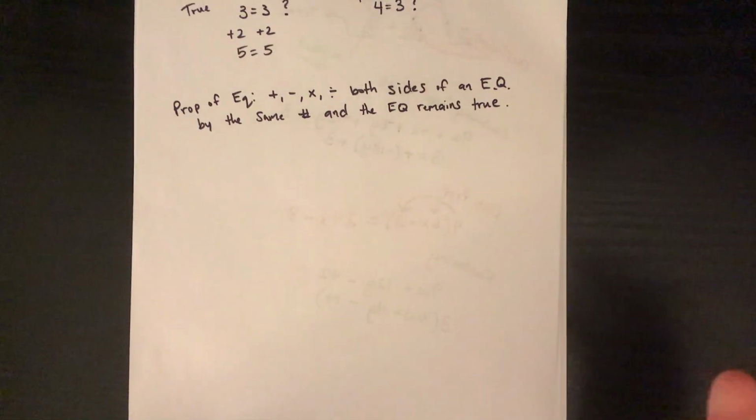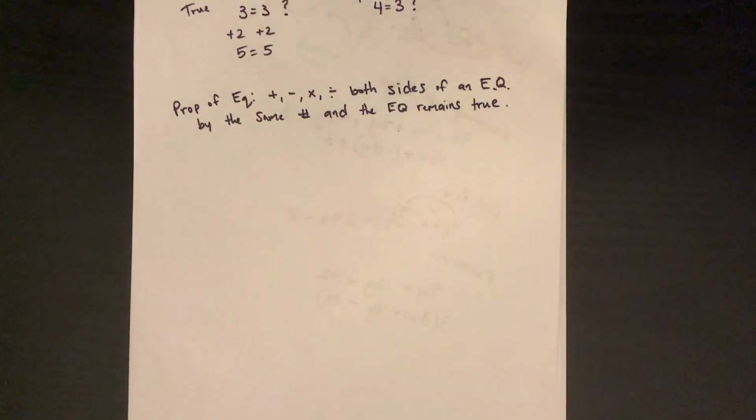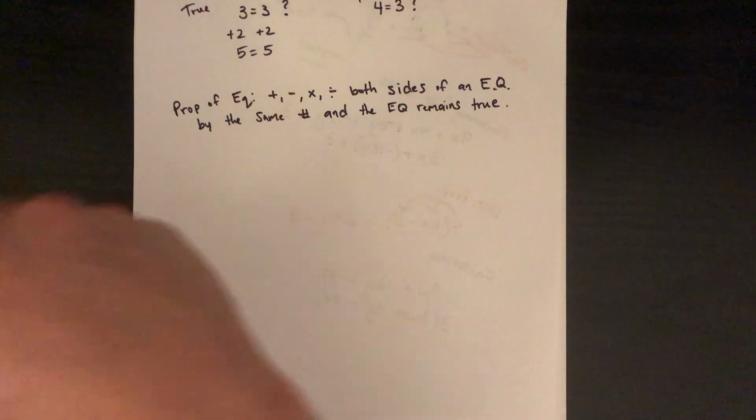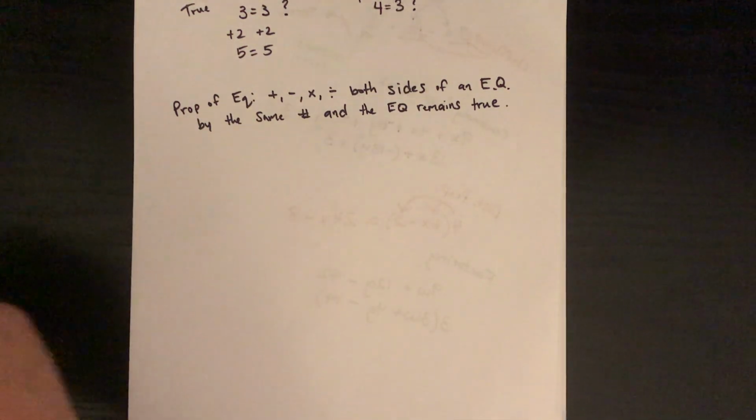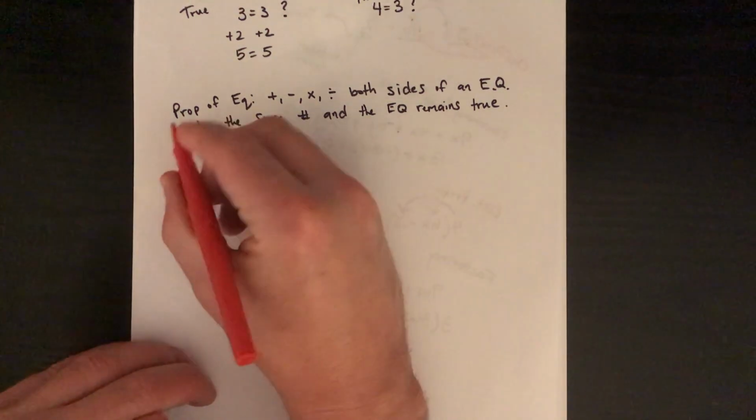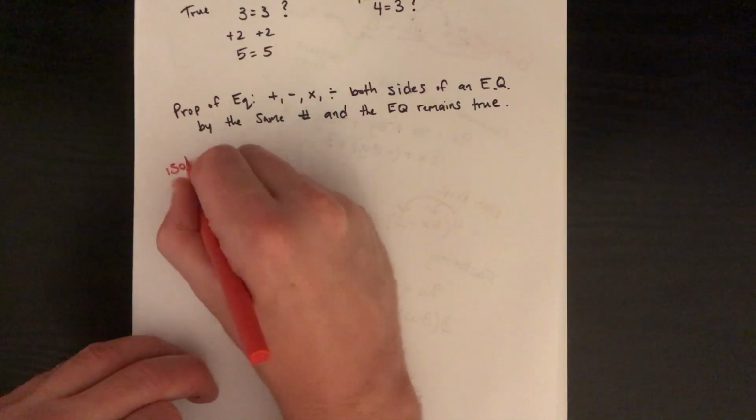All right, and so that's our basis for solving equations. We use the properties of equality. We add and subtract and multiply and divide to both sides in order to isolate the variable. That's the big idea. Isolate, remember, means to get it by itself. We want that variable by itself. And so that's our goal.